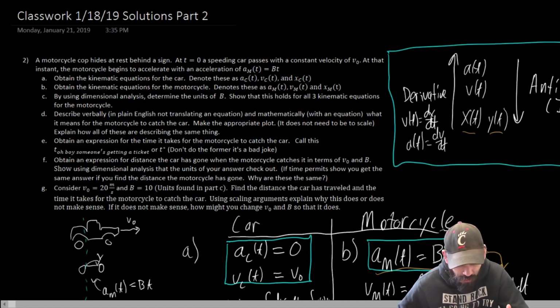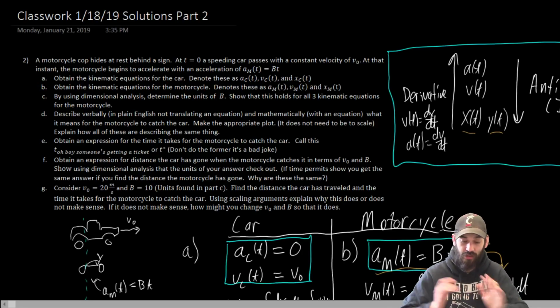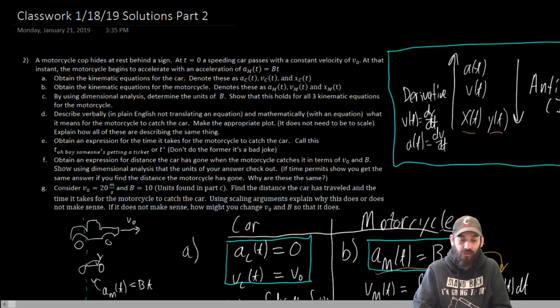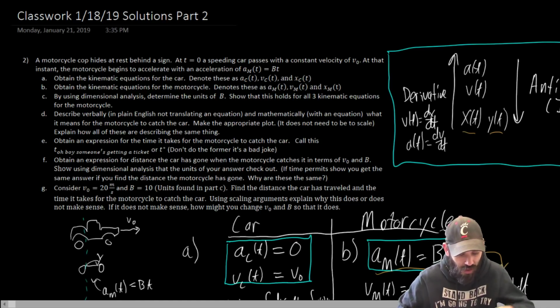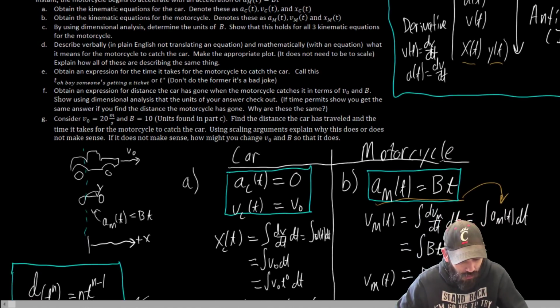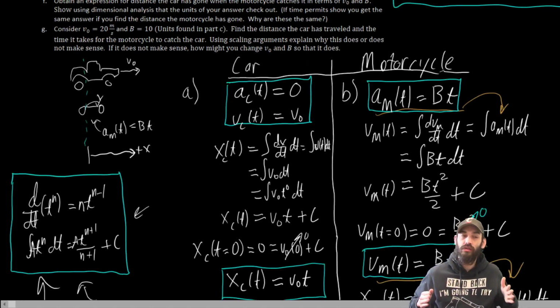We want to describe verbally in plain English, not just translating an equation, and mathematically write an equation for what it means for the motorcycle to catch the car. Make the appropriate plot. It does not need to be to scale. Explain how all of these are describing the same thing. And so verbally, if the motorcycle catches the car, then they're in the same place at the same time.